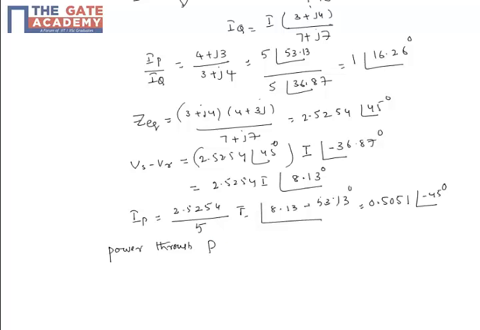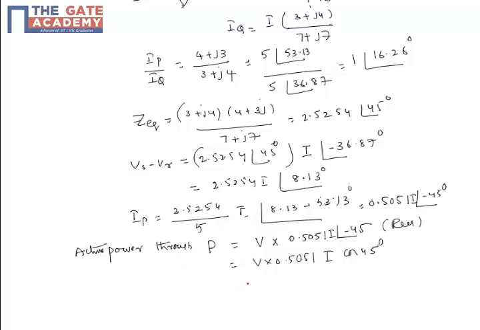So now the power through the line P equal to V into the current, which is 0.5051 I at an angle of minus 45. I have missed the I here. Since he is asking for active power, it will be only the real part of this. So that is nothing but V into 0.5051 into I into cos of 45 degrees.